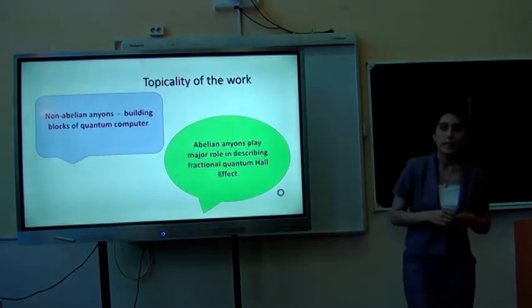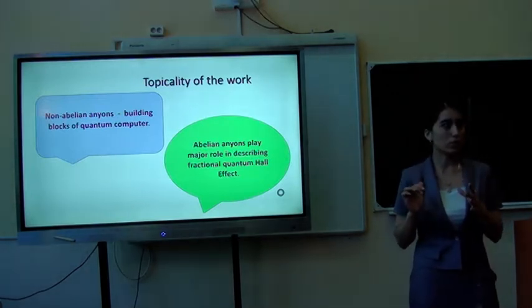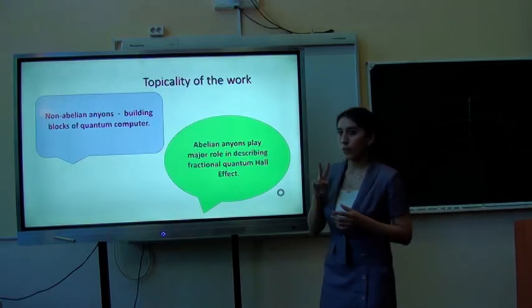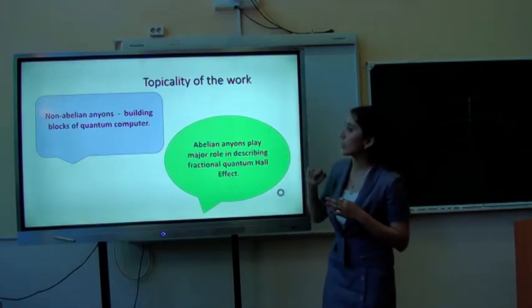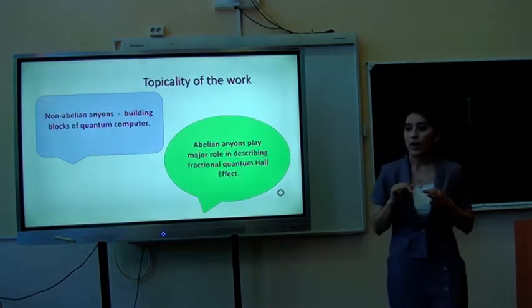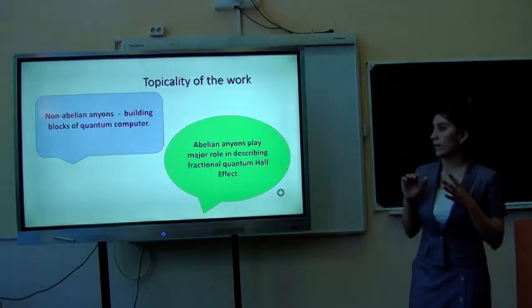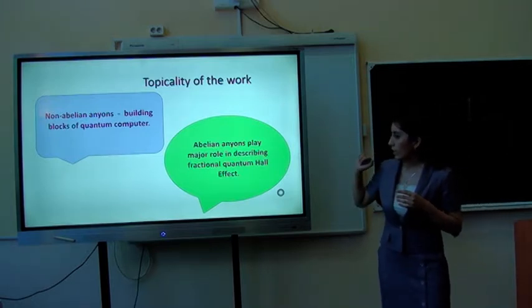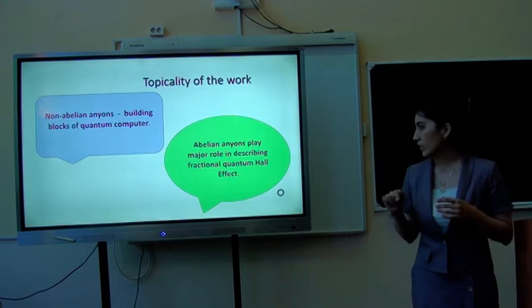Here I have written only two main usages of the anion in our real world. So we have two types of anions, abelian anions and non-abelian anions. Non-abelian anions are good tools for creating a topological quantum computer. The second one, abelian anions, play a major role in describing the fractional quantum Hall effect.